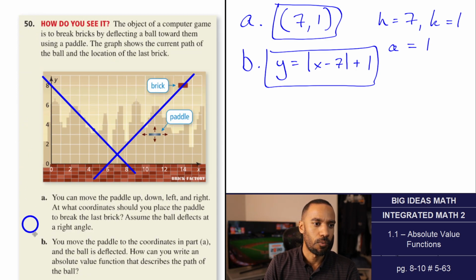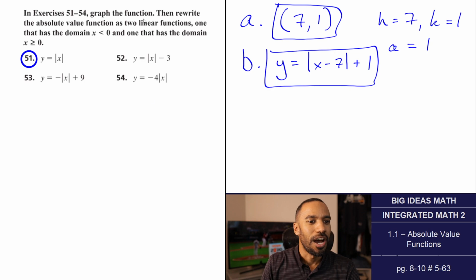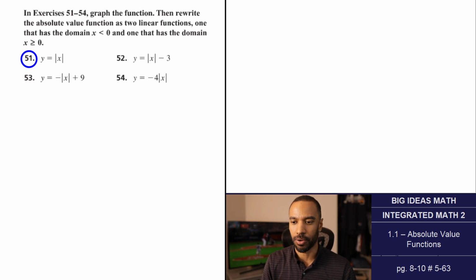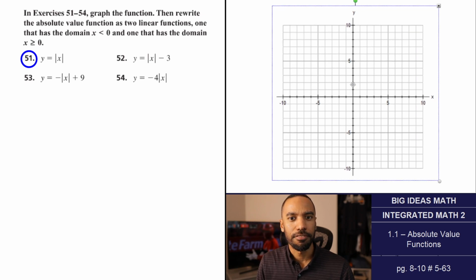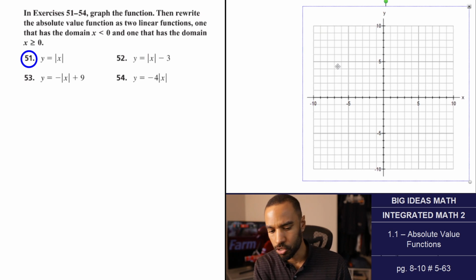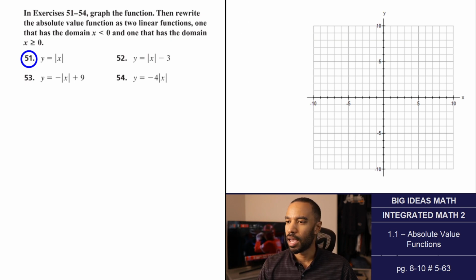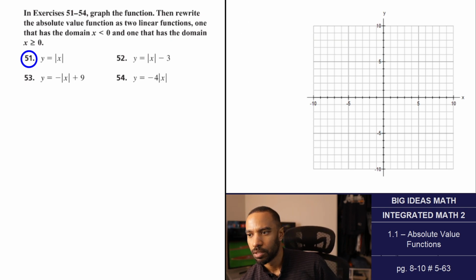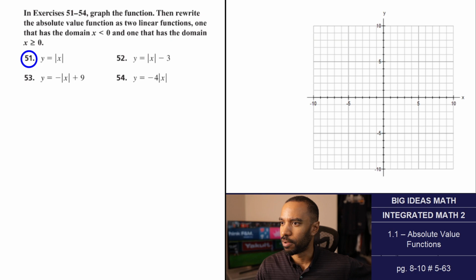Number 51. Don't ask me to graph. Oh, graph the function. All right, number 51, graph the function. Oh, let me pause this so I can get the other graph axes. Okay, and we are back. Okay, so I have this. All right, graph the function, then rewrite the absolute value function as two linear functions, one that has a domain x is less than 0 and one with a domain x is greater than or equal to 0. Give me a sec, something's making a noise. Okay, 51 is the basic parent function absolute value of x.